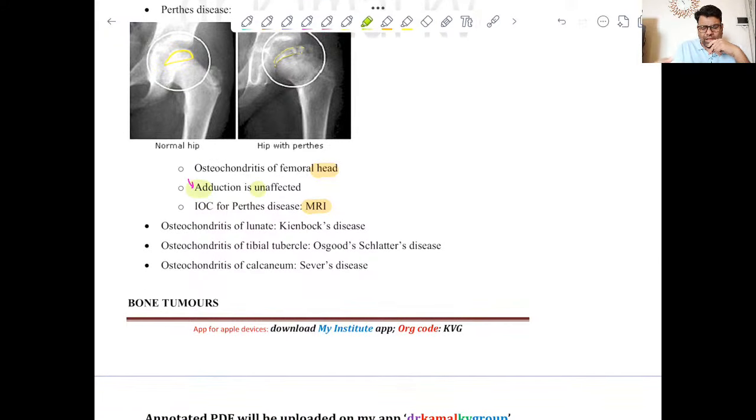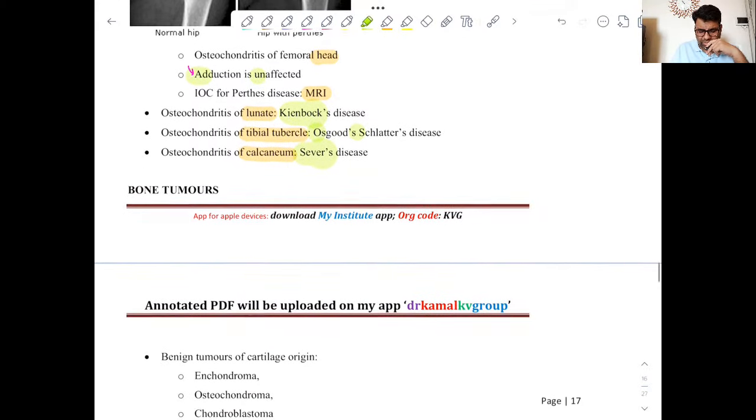Similar pathology can be seen in other bones, like for the lunate we call it Kienbock's disease. If the same pathology is seen in the tibial tuberosity, we call it Osgood-Schlatter disease, and if the same pathology of osteochondritis is seen in the calcaneum, we will call it Sever's disease, right? So the pathology is the same, the location is different.